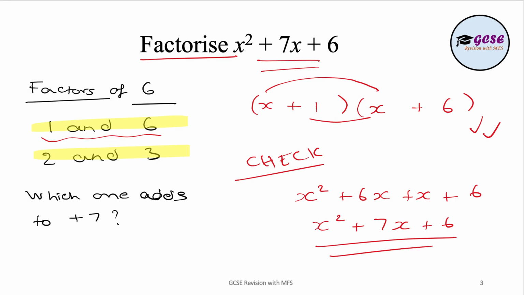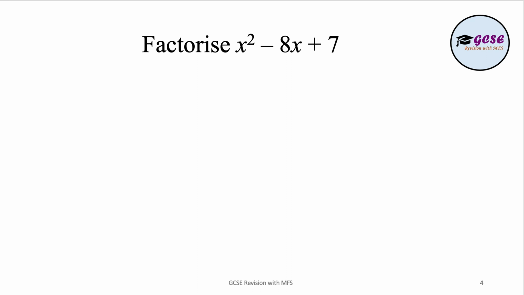Okay, so we've looked at two simple ones there. The reason they're simple is that the operation signs in both cases are adds. Things get a bit more difficult when these operation signs turn into minuses, because then you're working with negative numbers. Okay, I've got another two examples.